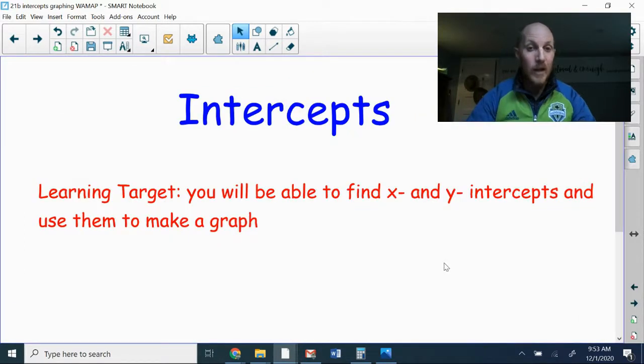The words we're using today are intercepts. So we're going to look at the x-intercept and the y-intercept and use those as a method to create a graph. So that is our learning target. You'll be able to find the x-intercept, you'll be able to find the y-intercept, and use those two separate points to make a graph.